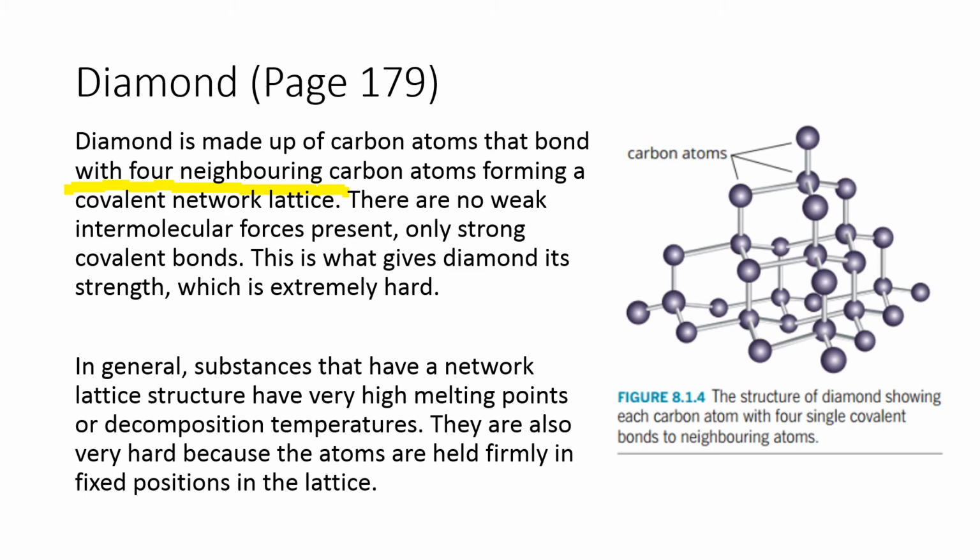They do not have any weak intermolecular forces present, only strong covalent bonds. As you can see in this diagram, there is no intermolecular force. All of them are bonded to one another using covalent bonds, which means they are very hard, very strong, and they have a very high melting point as a result. And you know the atoms are held firmly together. So if you are asked why diamonds are hard, you need to understand that it is because the atoms are held firmly together in a fixed position in the lattice structure. Moving on to the next slide.